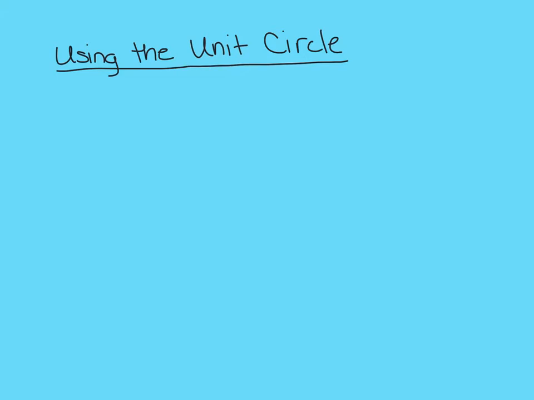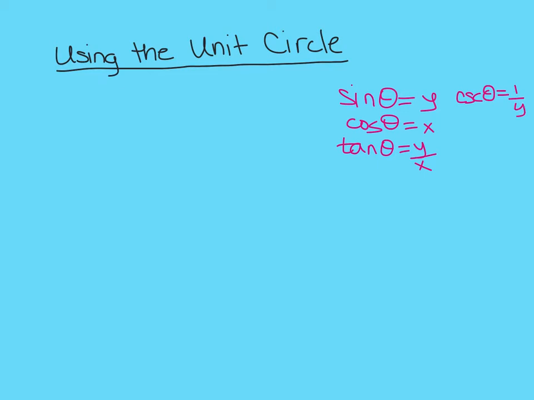I'd like to talk a little bit about using the unit circle. Before anything else, I want you to remember that on the unit circle, sine is your y value, cosine is your x value, tangent is y over x, cosecant is the reciprocal of sine, secant is the reciprocal of cosine, and cotangent is the reciprocal of tangent. Those are really important to know.